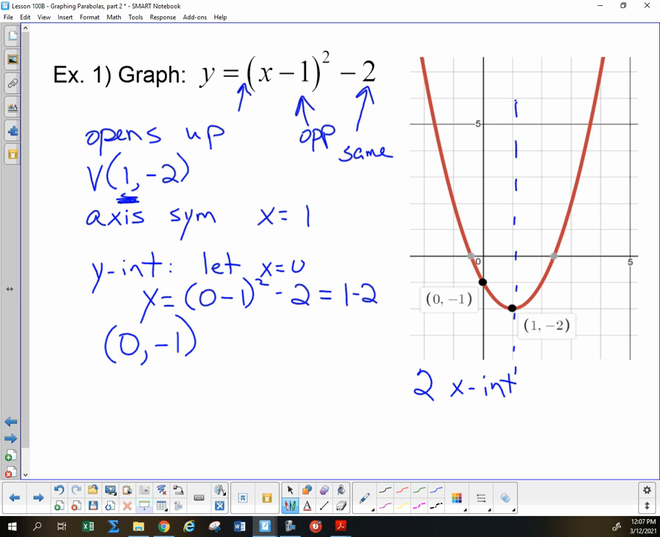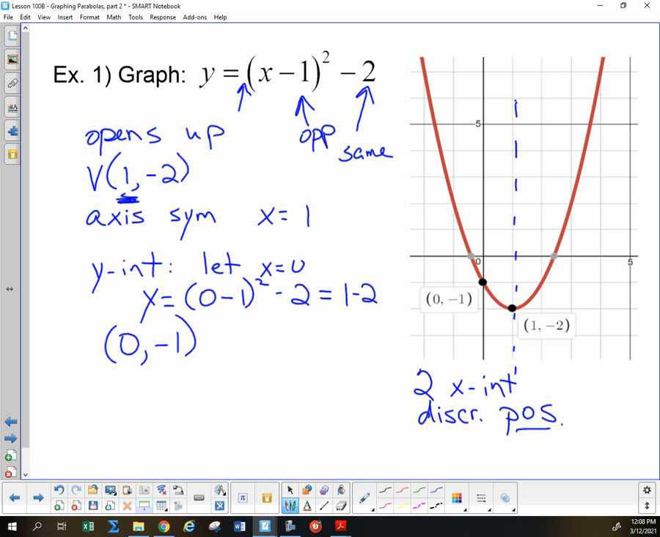We see that we have 2 x-intercepts. Because it opens up, it must cross that x-axis twice, which tells us that the discriminant must be positive. Since we have 2 real numbers that we can plot on that horizontal axis, the square root in the quadratic formula would have to be square root of a positive number.